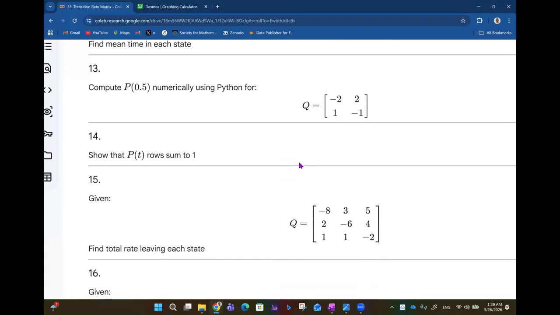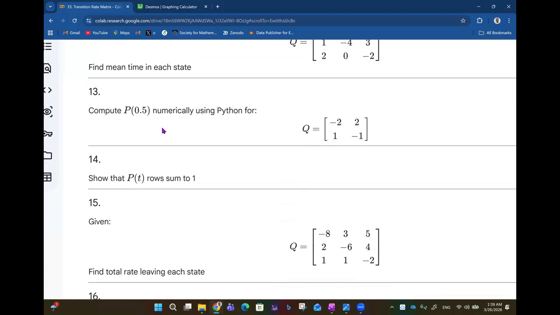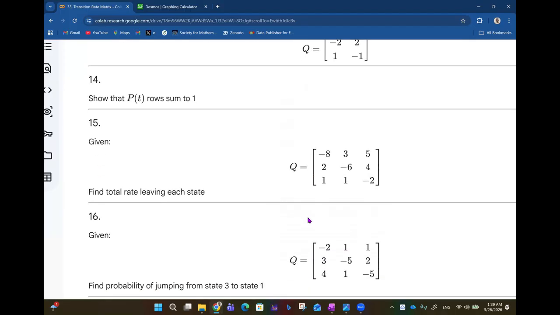Then 13, 14, 15 now. Compute P of 0.5 numerically using Python. So this will be Q times 0.5, then e raised to the power, all that. Then show that P of t will sum to 1. Of course, that always happens. So given this now, find total rate leaving each state. You just compute. So from state 1 to 2, that'll be 3 over 8, and so on and so forth.